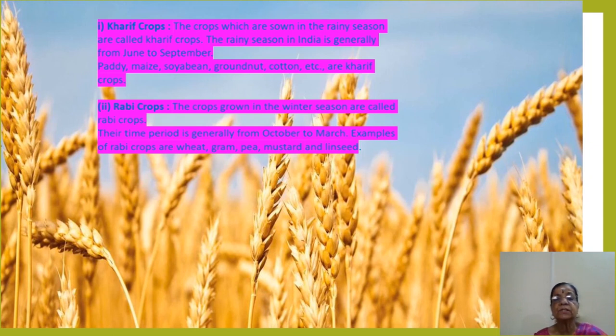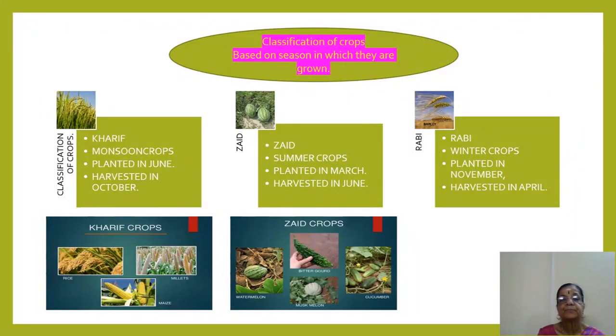The background is wheat. Rabi crops are grown in the winter season. Crops that are grown in the winter season are called rabi crops. The time period is generally from October to March. Examples: wheat, gram, pea, mustard and linseed. I hope you understand this. Then next one, classification of crops based on the season in which they are grown.